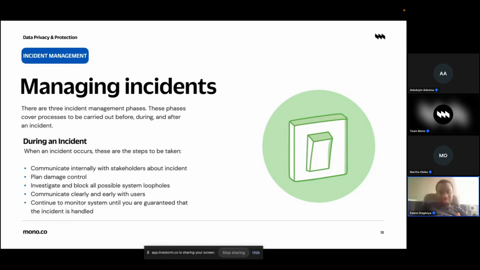Okay, because incidents come with impact. You measure the impact of an incident and categorize that incident as high, medium, or low. And then you have to communicate clearly and early to users. So when there is an issue, you need to have communication with your users. There's a status page that exists for many providers and many users. Mono, we also have a status page.